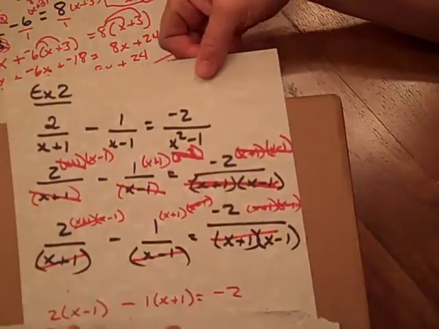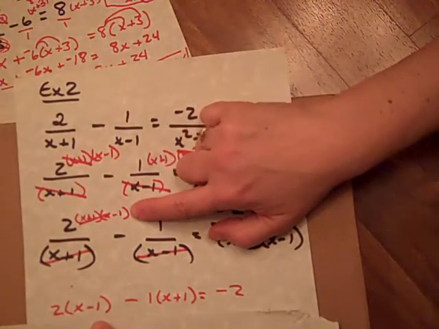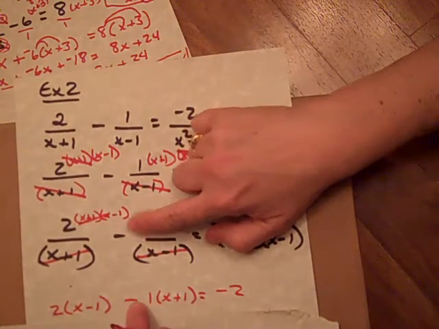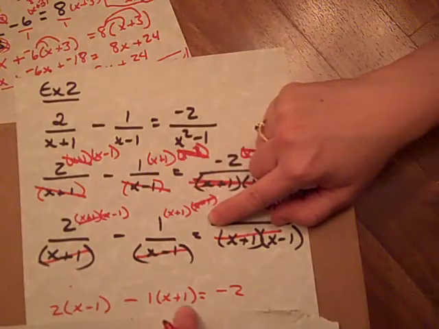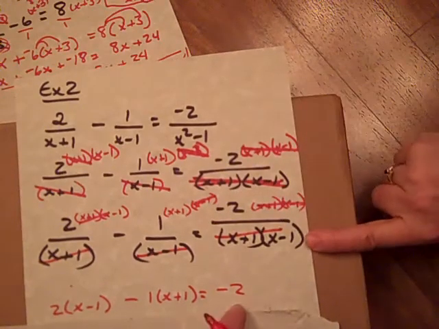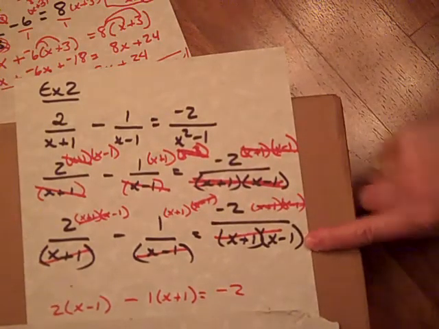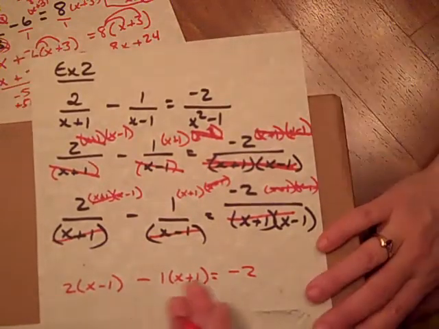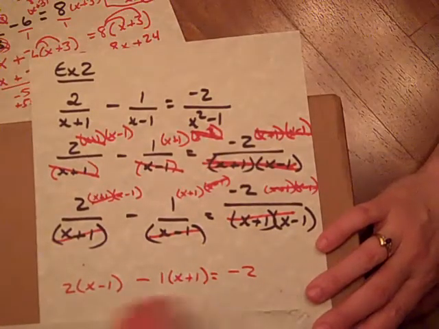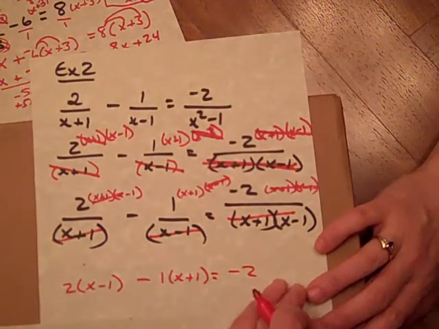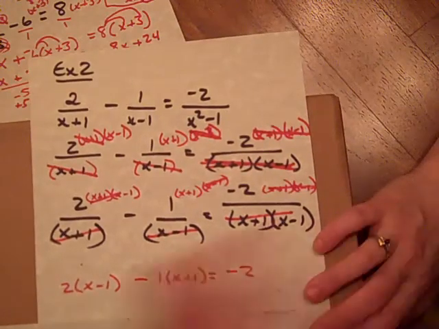The equation we're left with is 2 times x minus 1 minus 1 times the x plus 1, equaling all that's left over here is a -2. That was the purpose. The purpose was to get rid of all the ugly denominators. Now it's just a matter of algebraically simplifying this and cleaning it up.